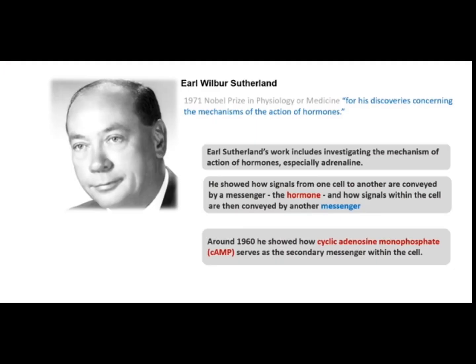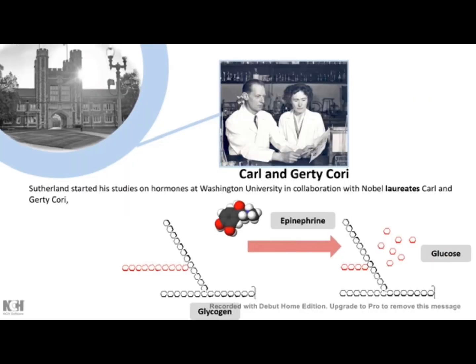Earl Wilbur Sutherland, who received the Nobel Prize in 1971. A moment of appreciation for him, please. He worked on the hormonal mechanism, especially the epinephrine, by showing how nearby cells can secrete epinephrine, which will invoke a signal inside the cell and then work with our cAMP. So now a bit of history, guys.